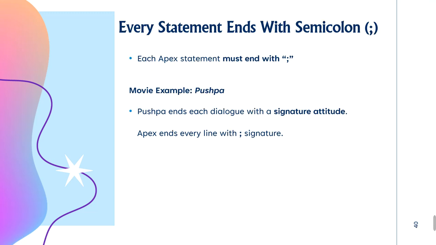The third point is that every statement ends with a semicolon. Whatever statement we write in Apex, whether a print statement or declaring a variable, you have to make sure you put the semicolon. Take the movie example of Pushpa. Pushpa has a signature attitude at the end of each and every dialogue. Similarly here, Apex statements end with the semicolon signature.